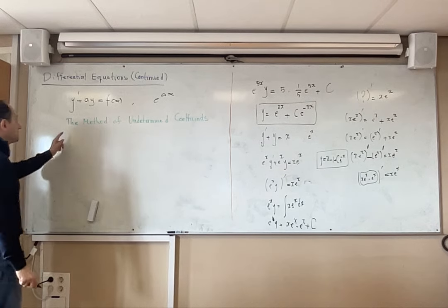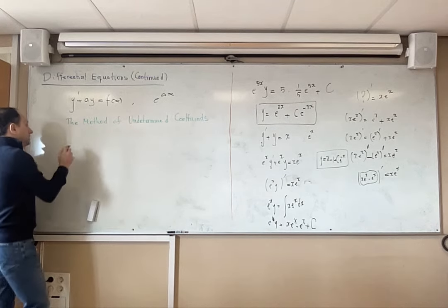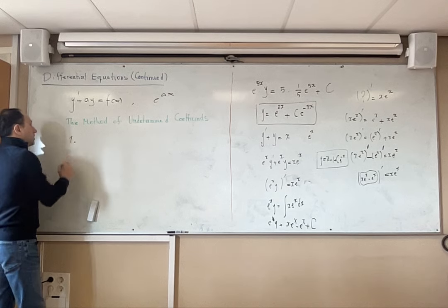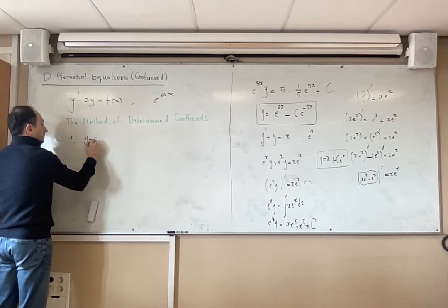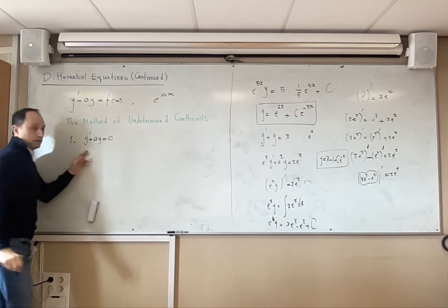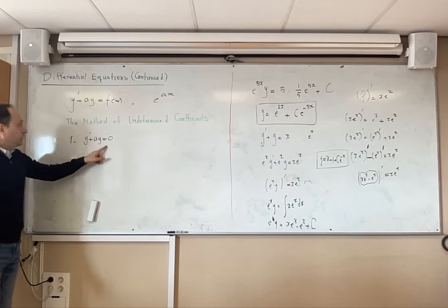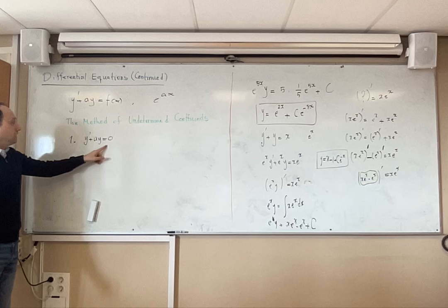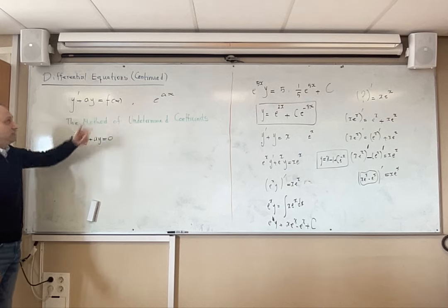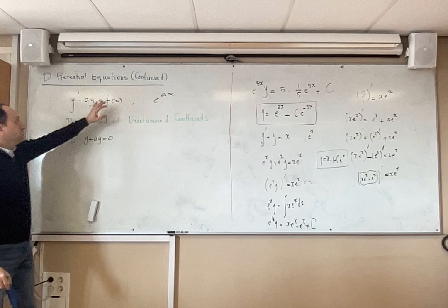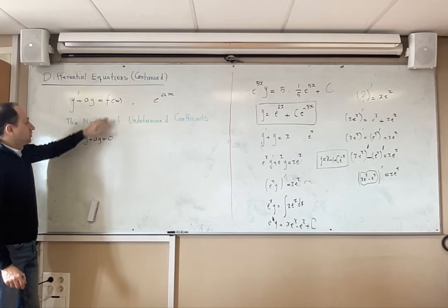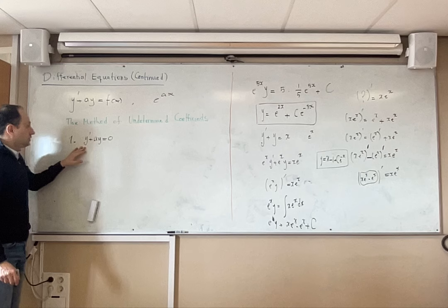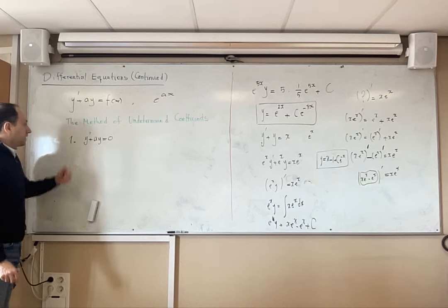The algorithm tells you that you need to solve this equation with 0 on the right-hand side. This differential equation is called the homogeneous differential equation corresponding to this inhomogeneous differential equation. If this is not 0, it's called inhomogeneous. If this is 0, we call it a homogeneous differential equation. So let us solve that.